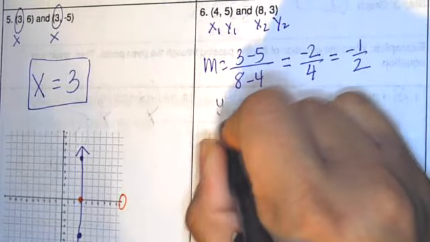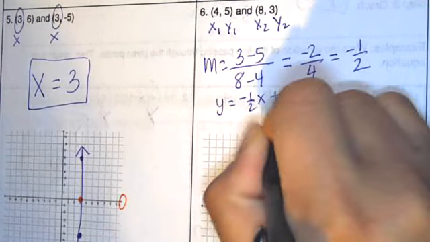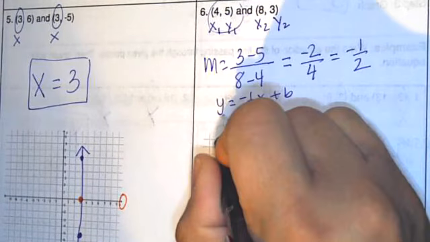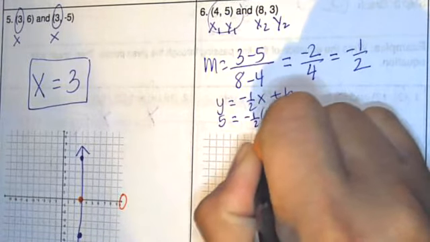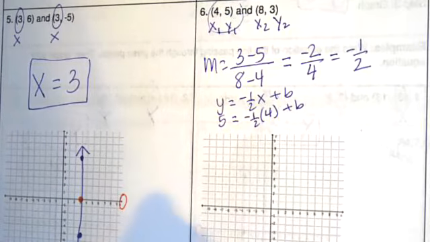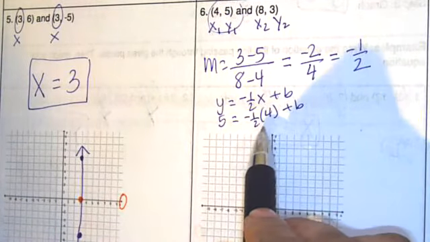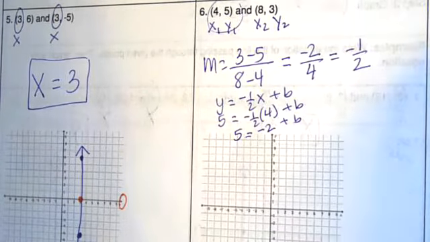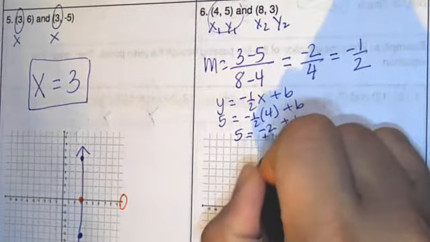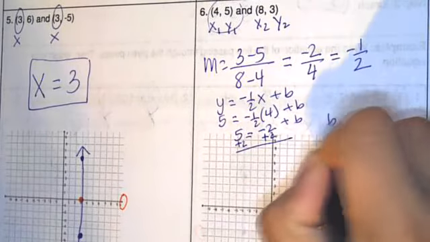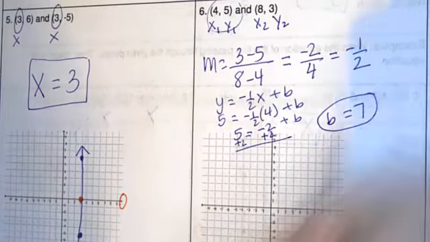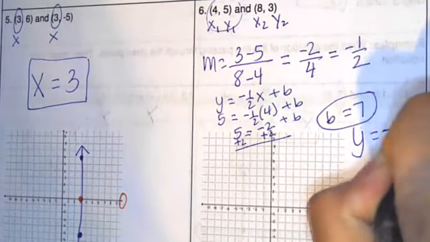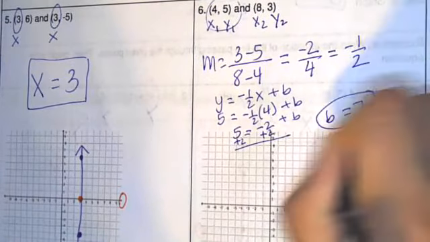So again, I would use y equals -1/2 x plus b. Plug one of these points in. So this could be 5 equals -1/2 times 4 plus b. -1/2 times 4 is -2 plus b, and it equals 5. So you want to add the 2, and you find out that b is 7. Okay, and then that means the final answer is y equals -1/2 x plus 7.